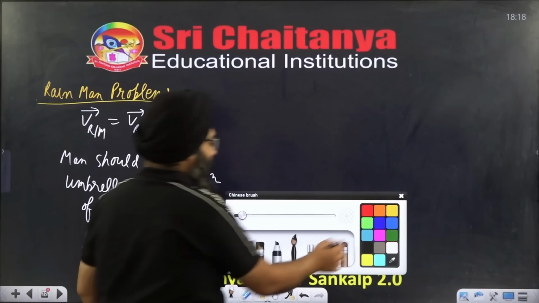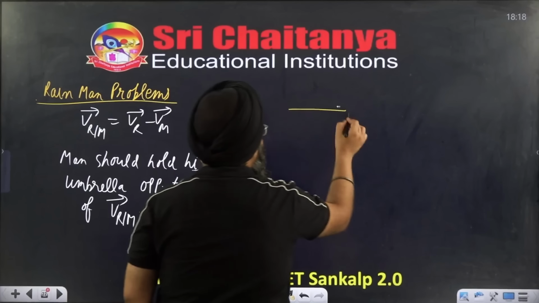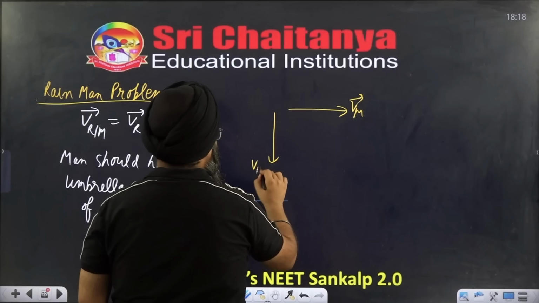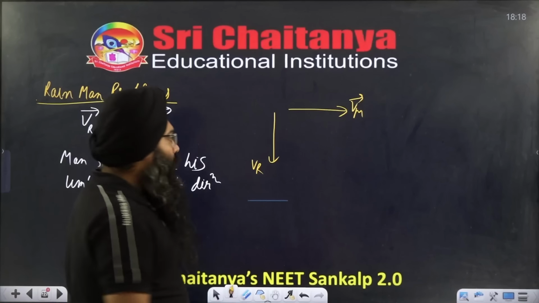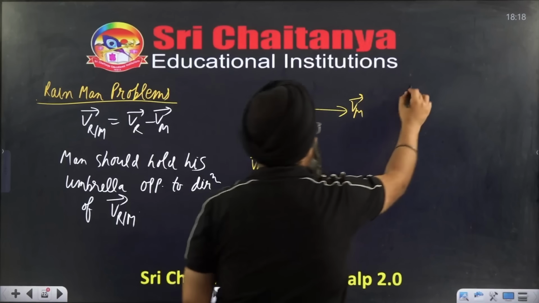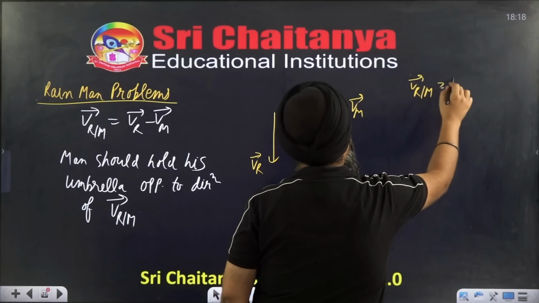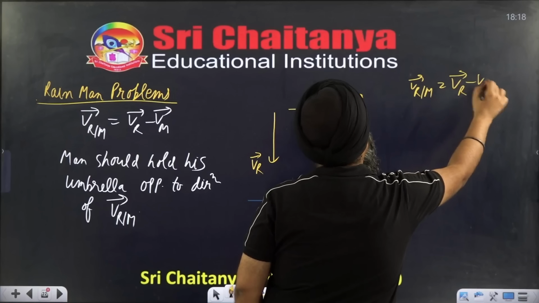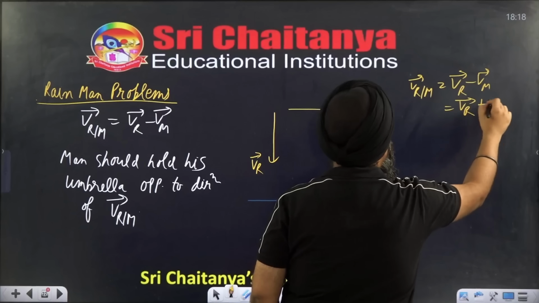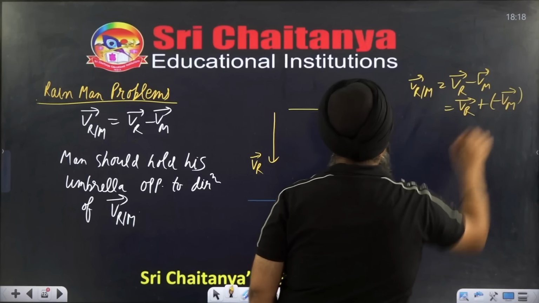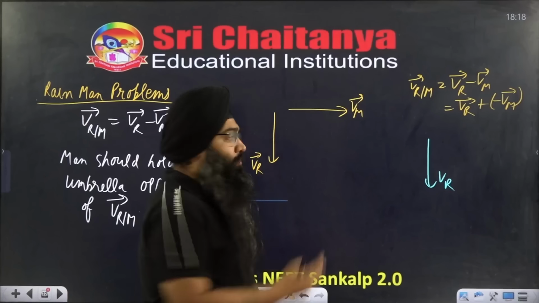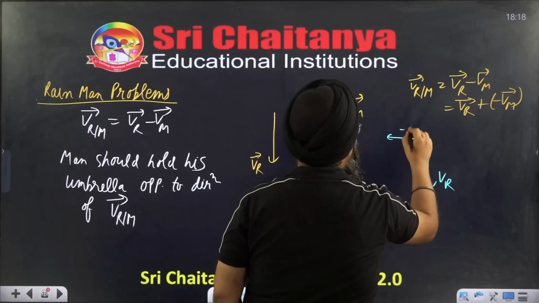How to calculate the VRM direction? It is very simple. Let me take one case. Suppose the man is moving in this direction, and let us suppose the rain is coming in the downward direction. Obviously the rain will come vertically downwards. Let us suppose this is the actual velocity of the rain, and this is the actual velocity of the man. I want to calculate velocity of rain with respect to man. That will be velocity of rain minus velocity of man. So to subtract these two vectors, VR vector plus minus VM vector. VR vector is already downward. Minus VM vector you will do, so minus VM vector will be coming here.